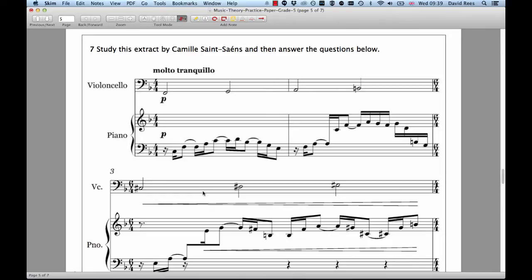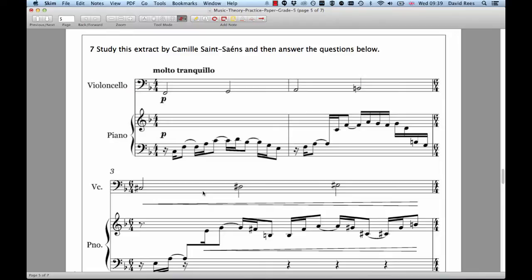So here in question 7, as we're getting a little bit more advanced in these grade exams, we now start to work with real life music. I think up to this point we've mostly been looking at just little extracts, little examples, or maybe even artificially composed things that are easy to work with. Whereas as we get a little bit more advanced, the exams start to ask us to look at real music that has been written by real composers and answer questions about how that music is working.